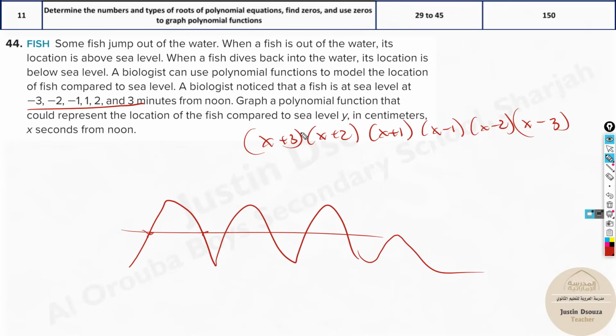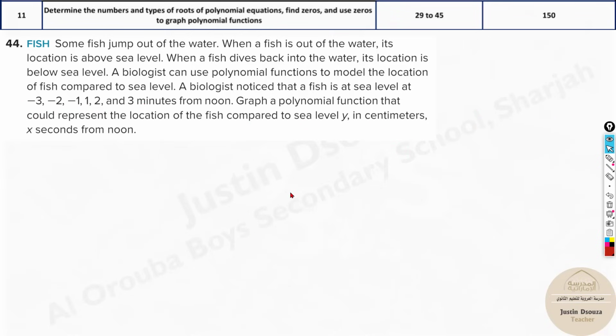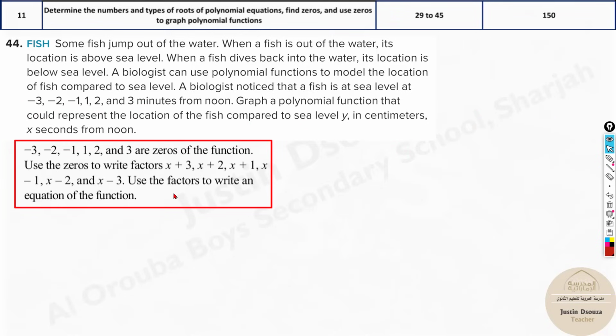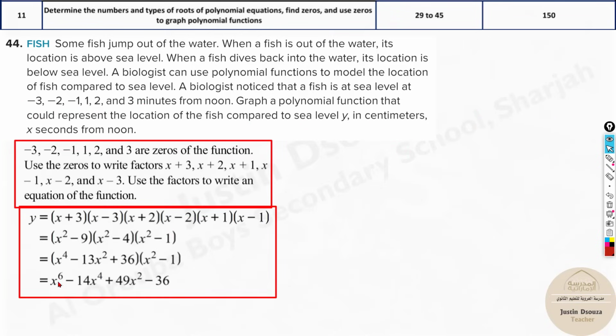So it will be how much? 1, 2, 3, 4, 5, 6. X to the power 6 will be the final answer, something like that. So the factors are, you have to just multiply them, you get x to the power 6. Now here, instead of solving it all one by one, I forgot to tell you that x plus 3, x minus 3 is there. Then you have x plus 2, x minus 2, x plus 1, x minus 1.